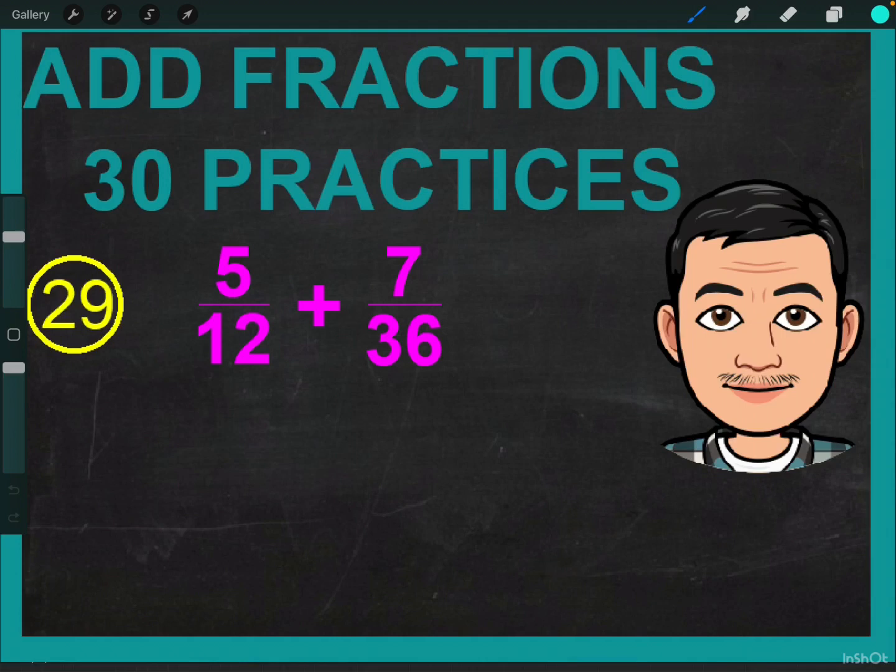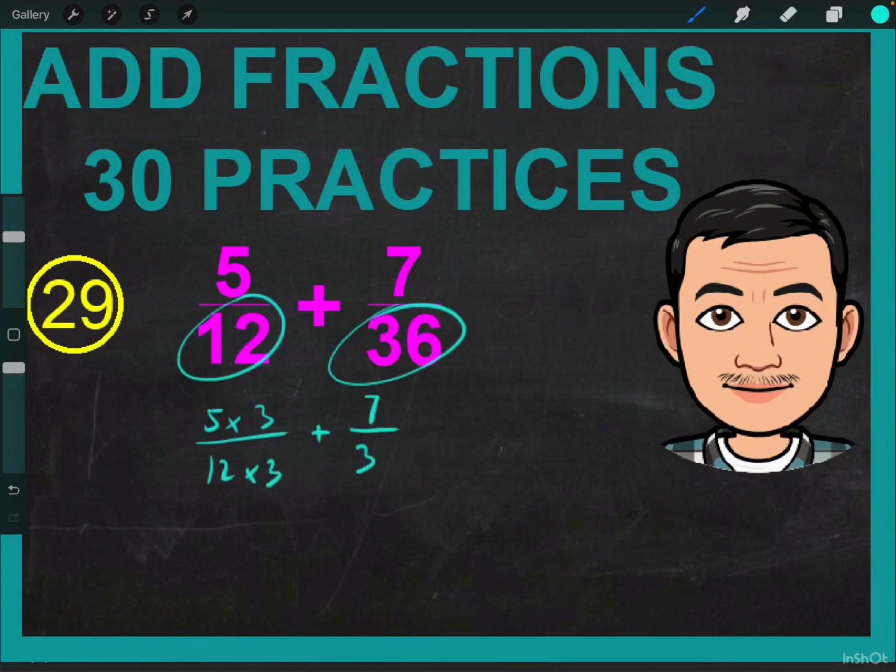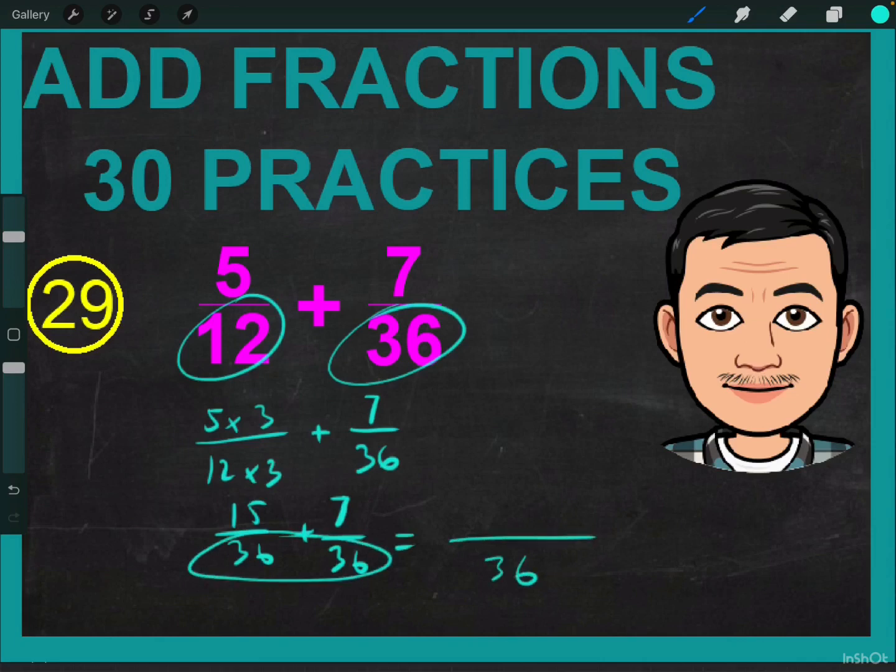Bracket number 29. We have two fractions with different denominators, 12 and 36, and we can see that 36 is 3 times 12, so we convert the first fraction into 5 times 3 over 12 times 3, and the second fraction we just write again, so we got 15 over 36 plus 7 over 36. Now they have the same denominator, so we just write 36, and then we add 15 and 7 for the numerator, and we got 22 over 36. That's the answer.